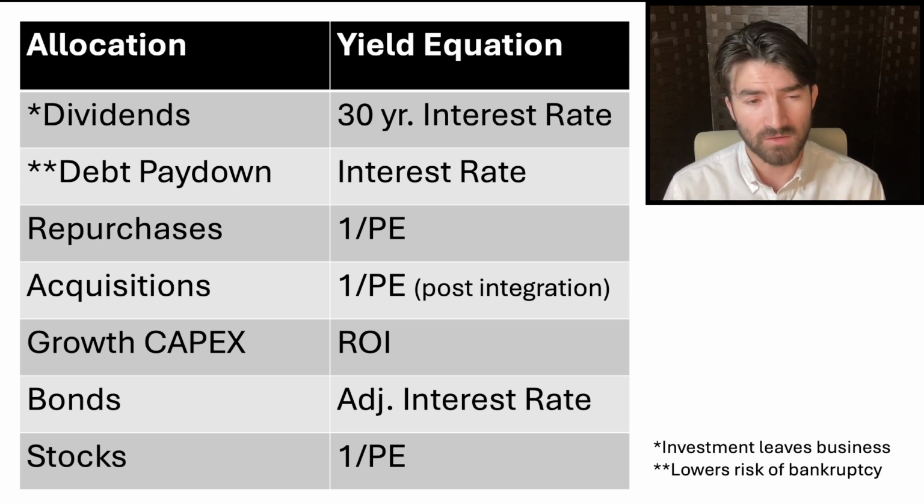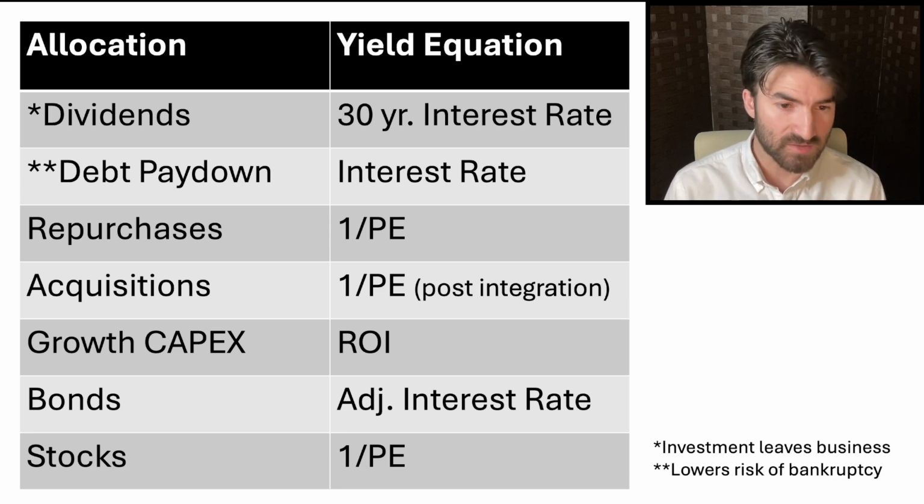A lot of companies do this. They'll do the post-integration PE, which I agree with. If you think that you can cut costs because you're going to be consolidating and all that, then you really should judge it on a post-integration PE. Growth CapEx is going to be the return on investment. So that's going to be the yearly savings divided by the total investment. Bonds is going to be the adjusted interest rate.